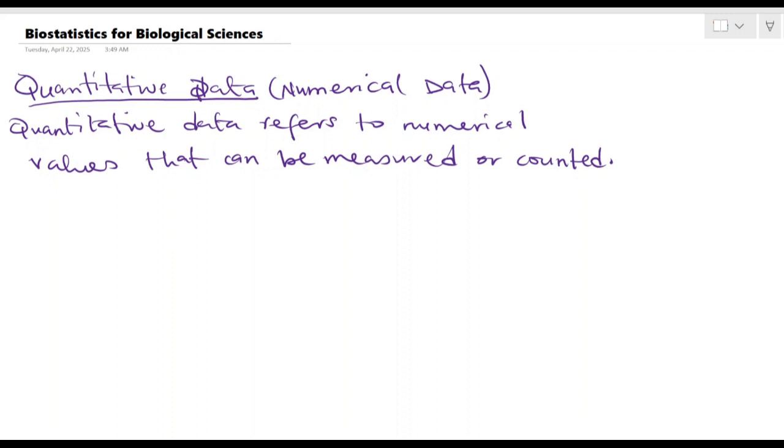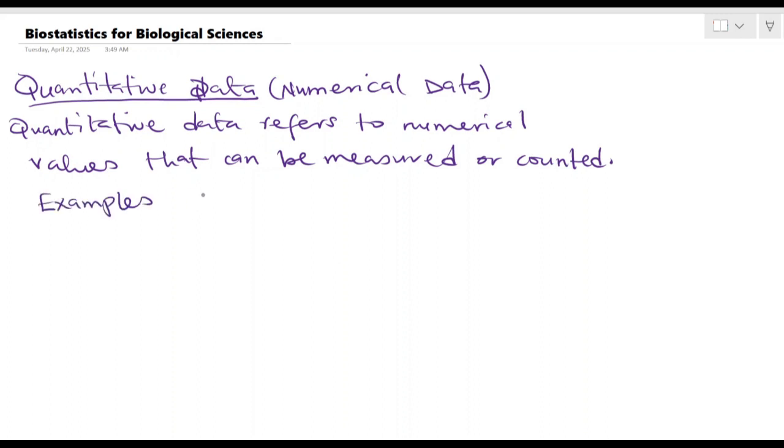So measurement is key. You want to know the precise measurement. You don't want to know it by category or ranking, but you want to know the exact number. That's what quantitative data deals with. So we have examples of quantitative data.